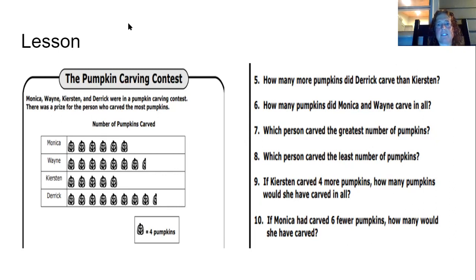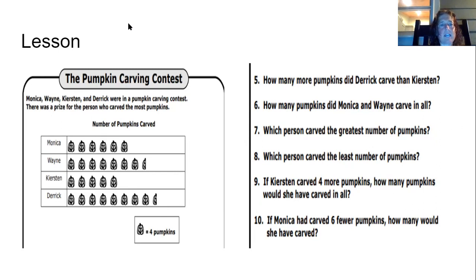All right, the next one is, how many pumpkins did Monica and Wayne carve in all? Here, in all means we want to add them together, okay? So we're talking about Monica and Wayne. So Monica has 4, 8, 12, 16, 20, 24. Let's double check. 1, 2, 3, 4, 5, 6. 6 times 4 is 24.